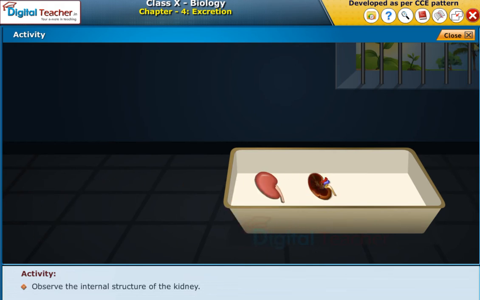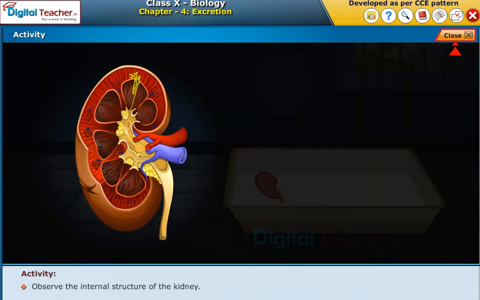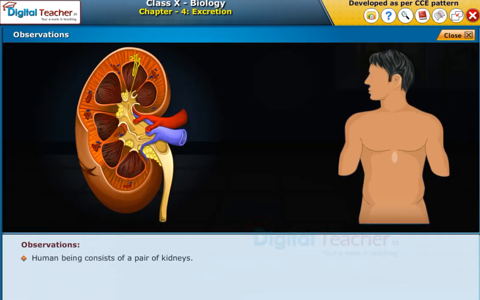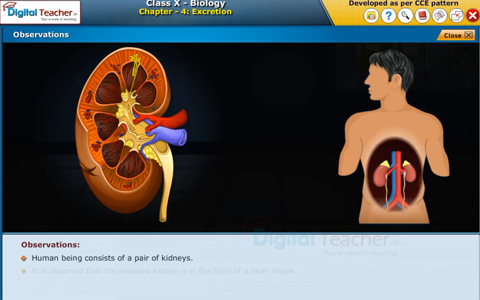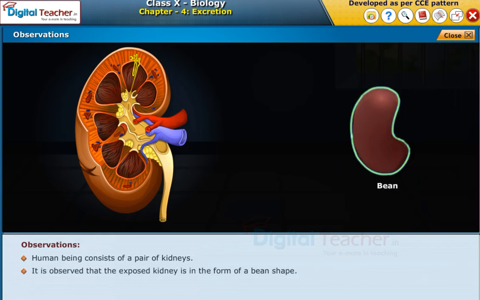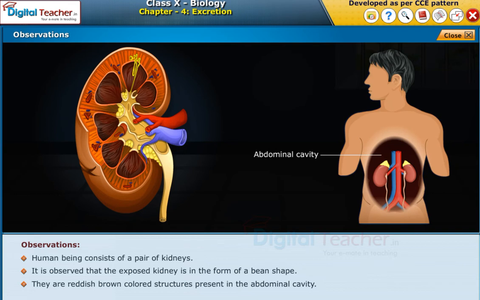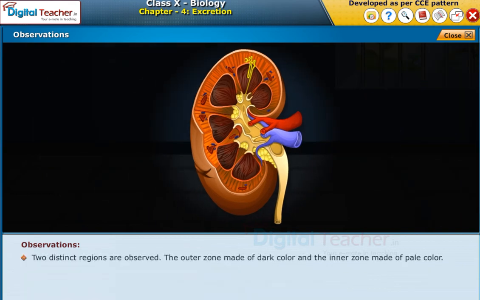Observe the internal structure of the kidney. Human beings have a pair of kidneys. It is observed that the exposed kidney is bean-shaped. They are reddish-brown colored structures present in the abdominal cavity. Two distinct regions are observed: the outer zone made of dark color and the inner zone made of pale color.